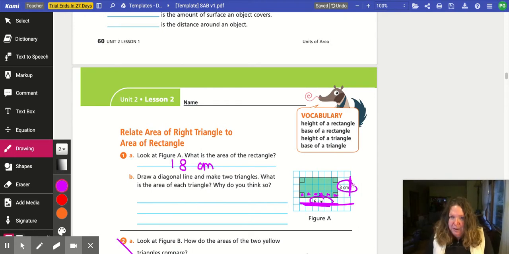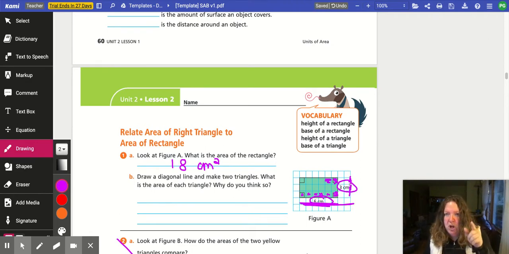And then remember, it's how many squares are covered. It's not just a straight distance line, which would be centimeters. This is how many 1 centimeter squares it takes to cover this whole area. So it's square centimeters, and we have to put that little 2 up above. So 18 square centimeters.